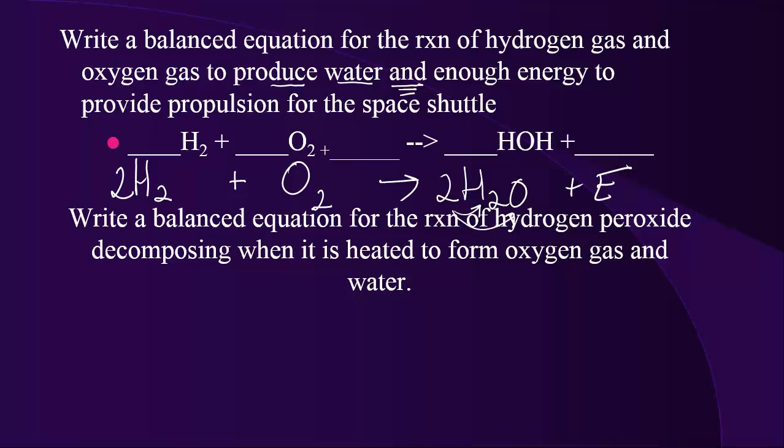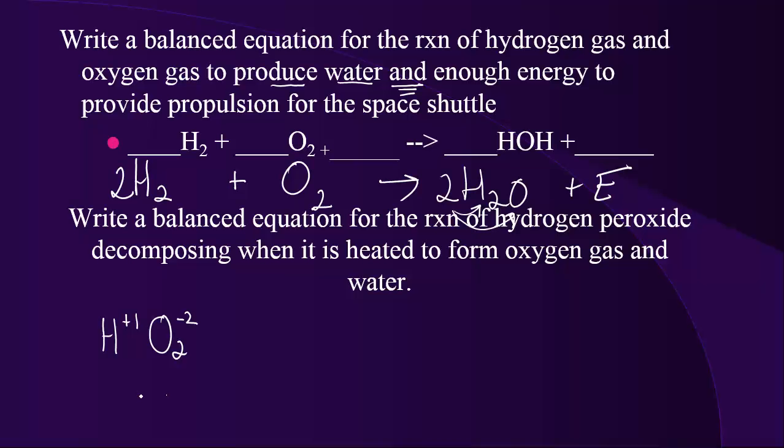Write a balanced equation for the reaction of hydrogen peroxide decomposing when it is heated to form oxygen gas and water. Do you have a question? You want to try this one? Okay, hydrogen peroxide. So hydrogen is H. Well, it's a brother Huncliffe if it's by itself. Hydrogen peroxide is part of a compound here. Not by itself, so it's charge +1. Peroxide, O2 -2. Final formula.